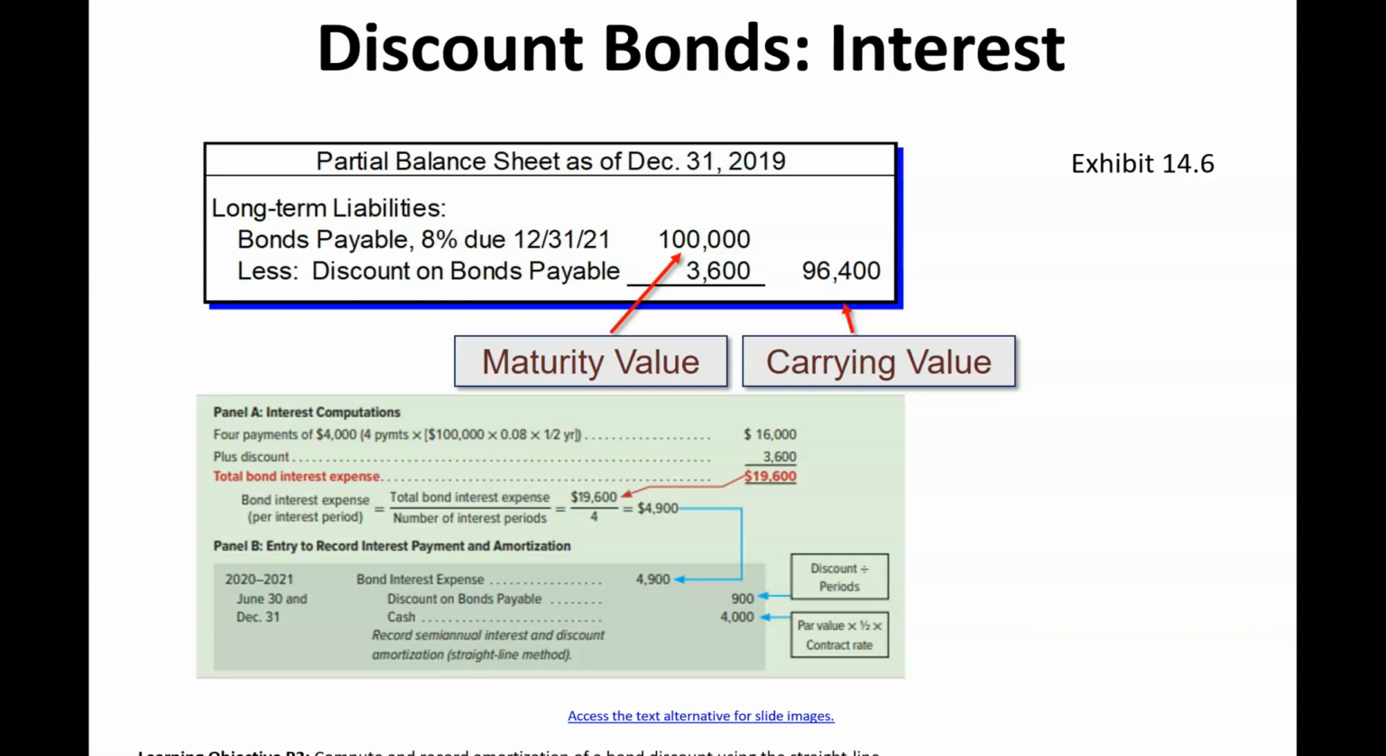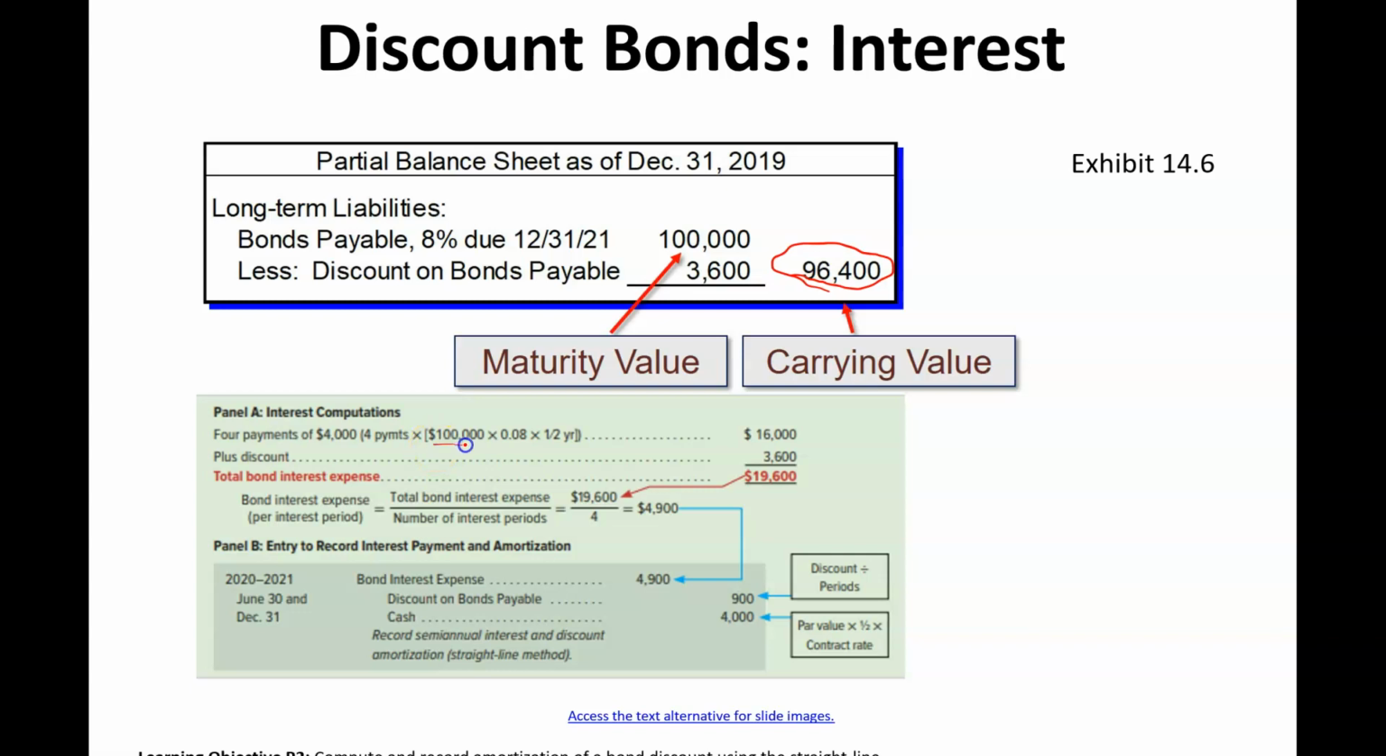Now let's look at what we do with this $3,600. We know that the carrying value is the $96,400. That's the amount that they originally gave us. Now this $3,600 we have to amortize. This is a 2-year bond, and we make semi-annual payments, so we will be making an interest payment 2 times a year, which is 4 payments in the 2 years.